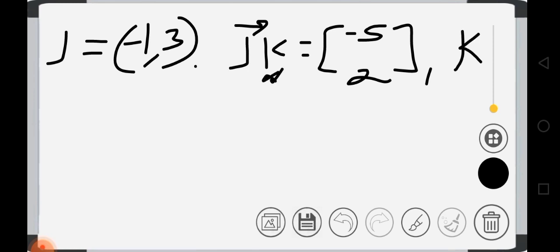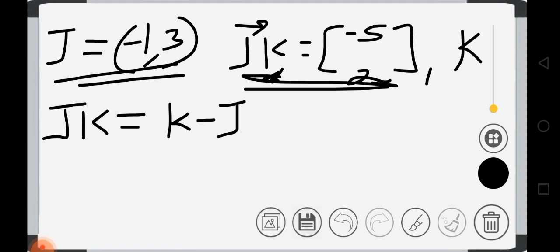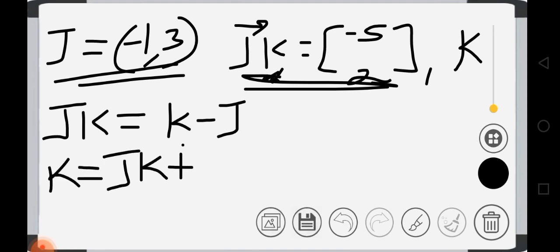What is k? If j is this and jk is this, remember jk must be equal to this minus this. That is the last one minus the first one. That will be equal to k minus j. So if you do this now, we want to make k the subject of the formula. So k will be equal to jk plus j. We move this one to this side, then minus we change to plus.